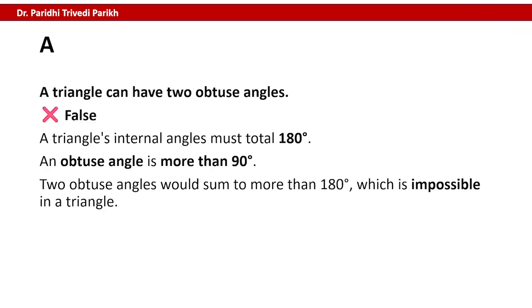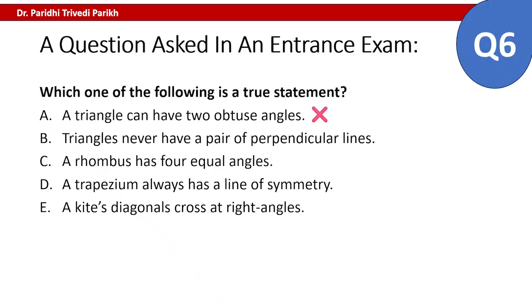So very first, a triangle can have 2 obtuse angles. That's false. Why false? Because 2 obtuse angles means 2 angles more than 90, and the sum of all the 3 angles in a triangle is 180. So when I have 2 obtuse angles, the sum would always be more than 180, which is impossible for a triangle. So first statement is wrong.